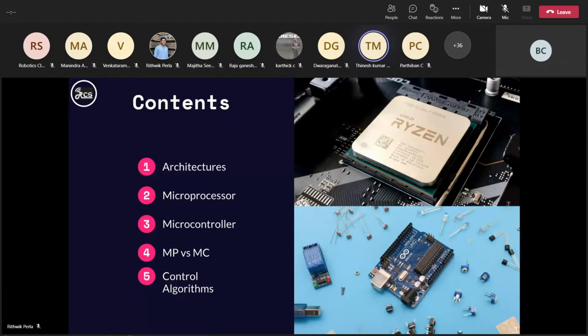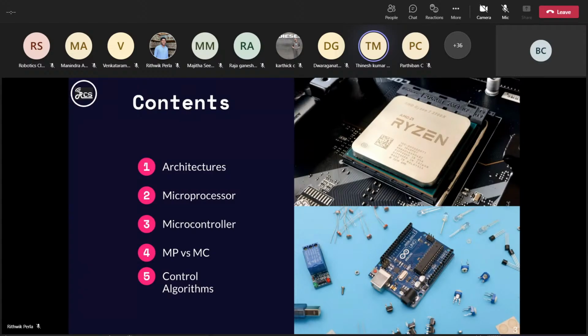So we are going to be discussing them in detail today. First, starting with the architectures. This is the basic fundamental idea behind how microprocessors or microcontrollers are built, which will be handled by Parthiban. And then we'll move on to microprocessors.